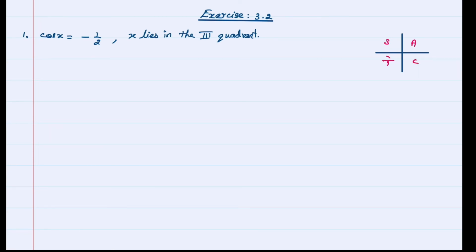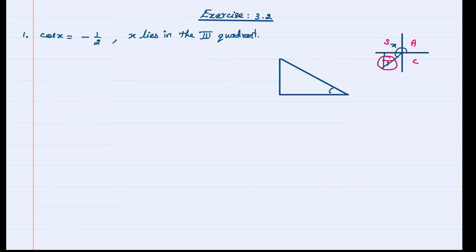Question number 1. Cos x is given as negative half, where x lies in the third quadrant. We know the ASTC rule, and in the third quadrant only tan and its reciprocal cot are positive. All other trigonometric ratios are negative. Let us draw a right triangle. X is in the third quadrant. We are drawing the triangle with a reference angle of x. So, when you write the sides, you need not consider the negative sign.